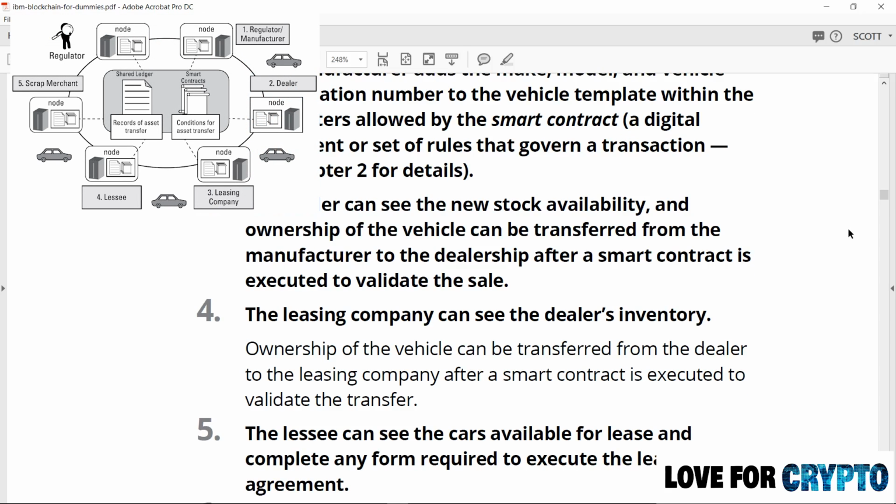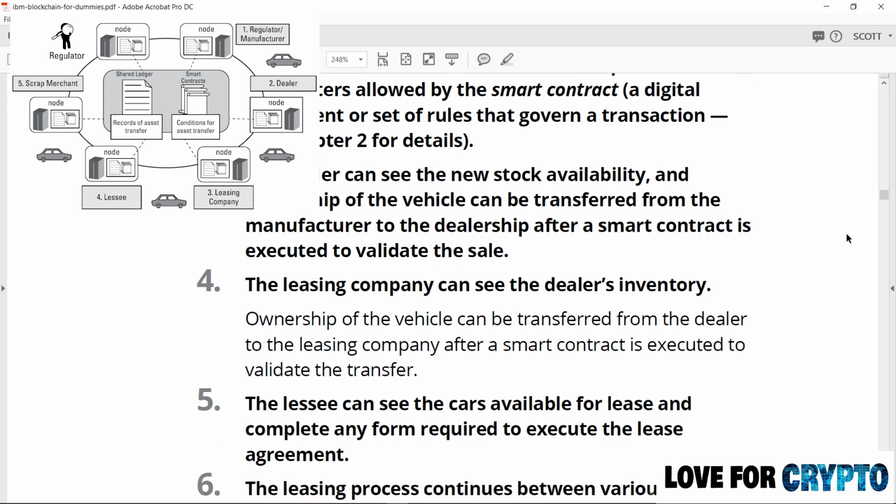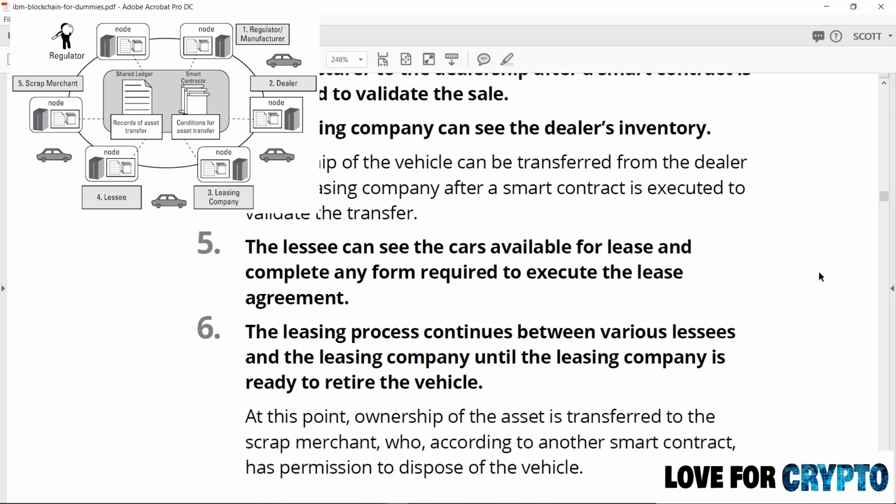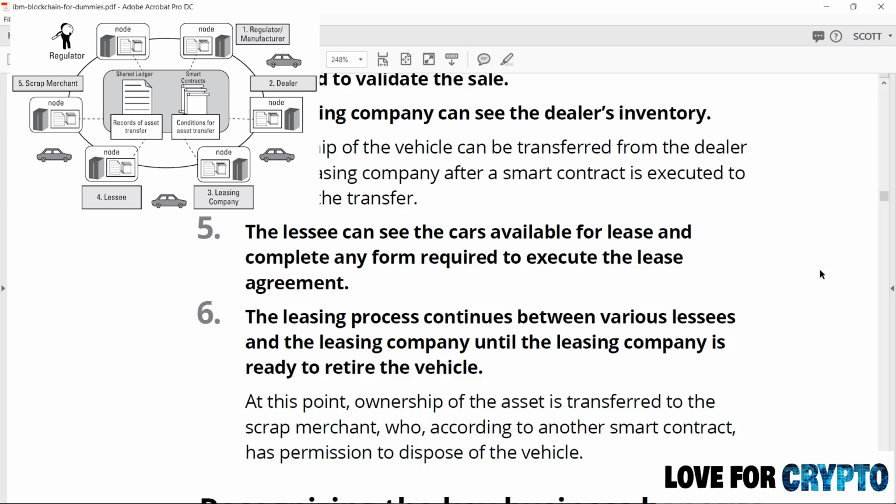So number 3, the dealer can see the new stock availability, and ownership of the vehicle can be transferred from the manufacturer to the dealership after a smart contract is executed to validate the sale. Number 4, the leasing company can see the dealer's inventory. Ownership of the vehicle can be transferred from the dealer to the leasing company after the smart contract is executed to validate the transfer. Number 5, the leasee can see the cars available for lease, complete any form required to execute the lease agreement.